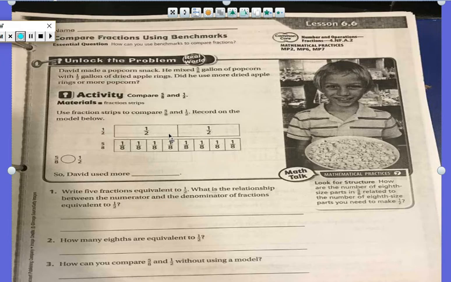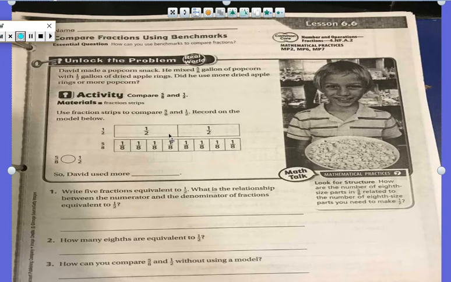David made a popcorn snack. He mixed 5/8 gallon of popcorn with a half a gallon of dried apple rings. Did he use more dried apple rings or more popcorn? So basically what they're asking you to do is compare what's more, 5/8 or a half.